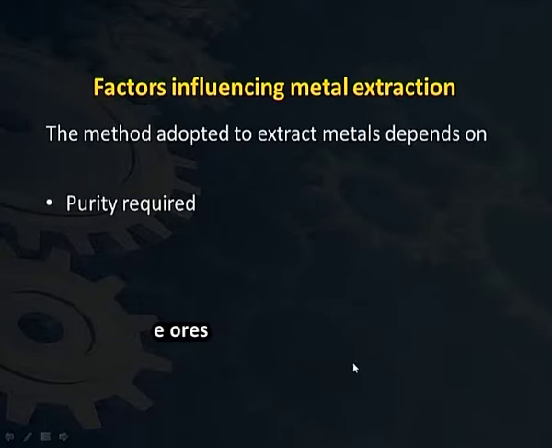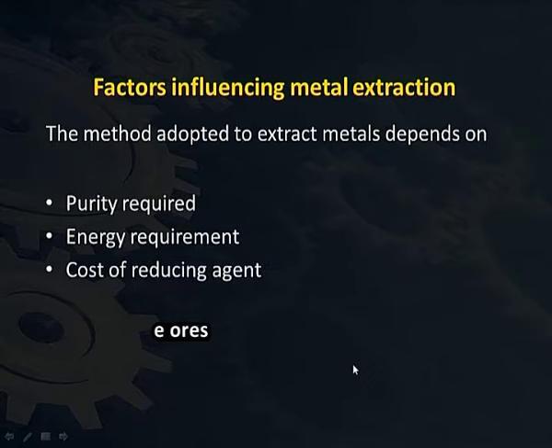So what are the factors which influence metal extraction? This depends upon the method adopted to extract, and this will depend upon the purity of the metal, because based on the purity we have different approaches. There is also the energy requirement consideration which has to be taken into account, and definitely the cost of the reducing agent which is used to liberate the metal. So these play a role in deciding which process is used to extract the metal.